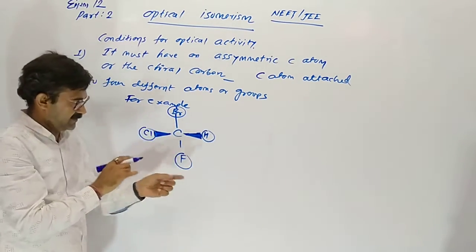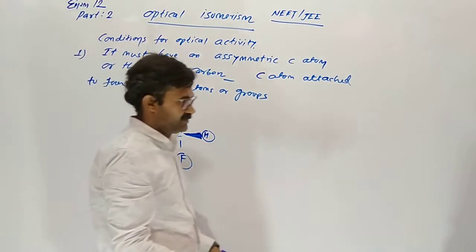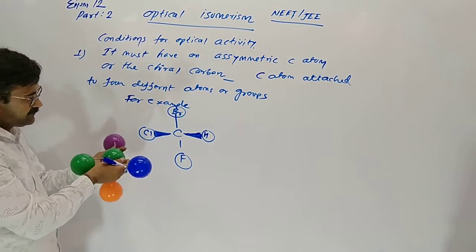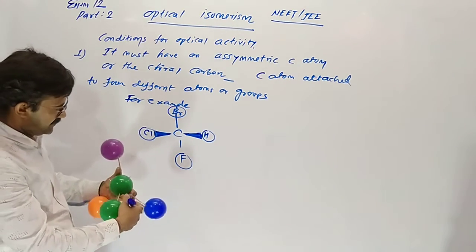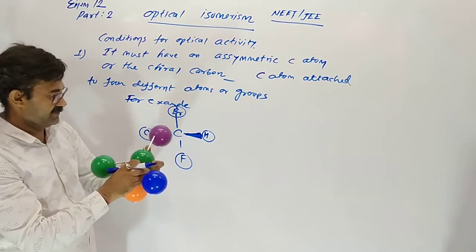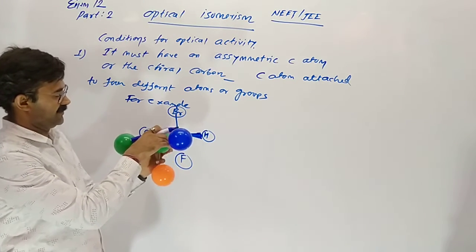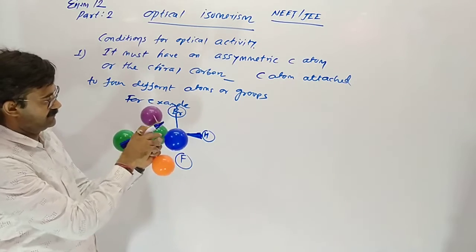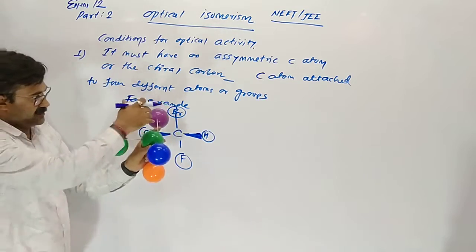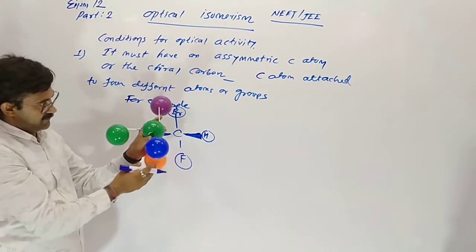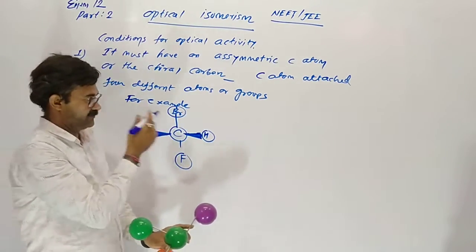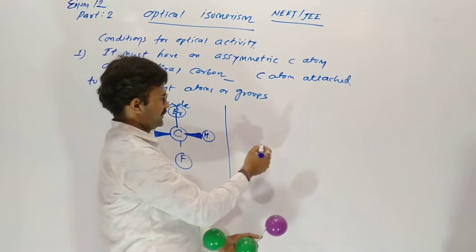If we draw in vertical, it means behind the paper. Here you can see H and Cl are in a horizontal line. It means ahead of the paper. These two, fluorine and bromine, are behind the paper. So it is a tetrahedral shape, and now its mirror image.